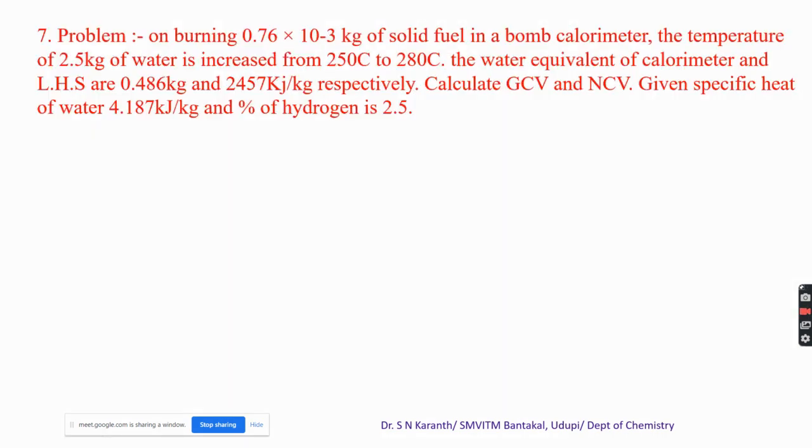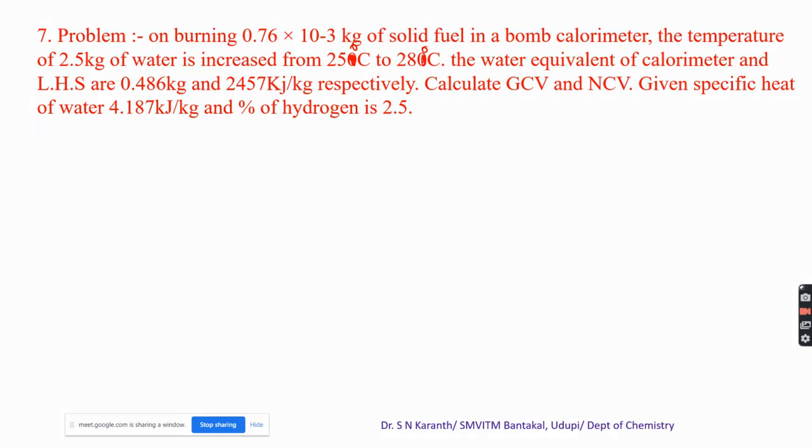Next problem: 0.76 × 10^-3 kg of solid fuel in a bomb calorimeter, the temperature of 2.5 kg of water is increased from 25 degrees Celsius to 28 degrees Celsius. The water equivalent of calorimeter and latent heat of steam is 0.486 kg and 2457 kilojoule per kg respectively. Calculate GCV and NCV, given the specific heat of water is 4.187 and the percentage of hydrogen is 2.5.